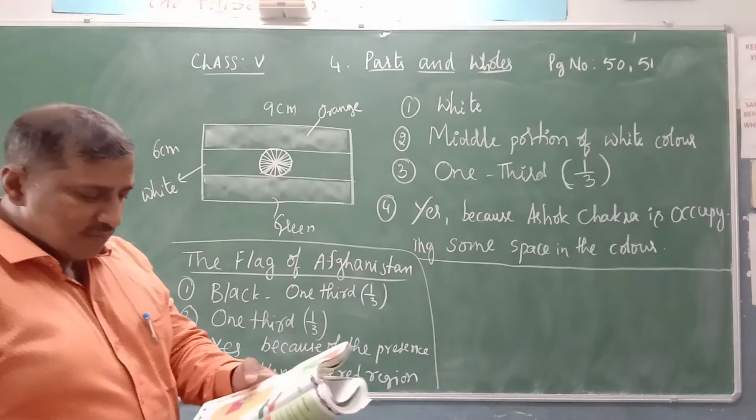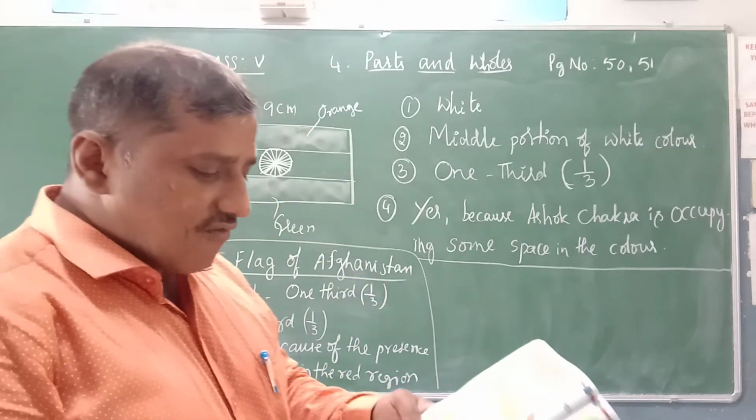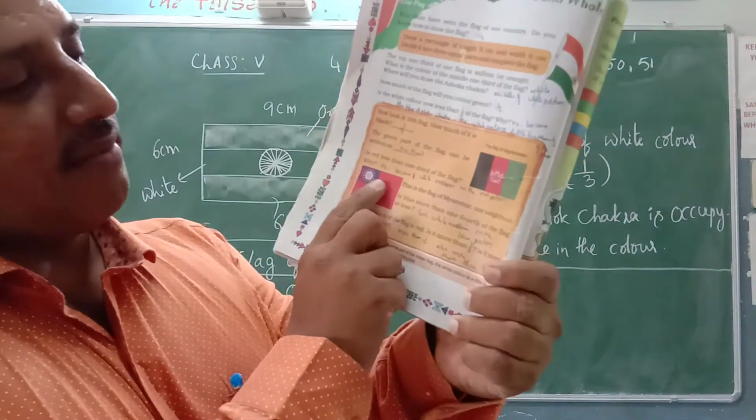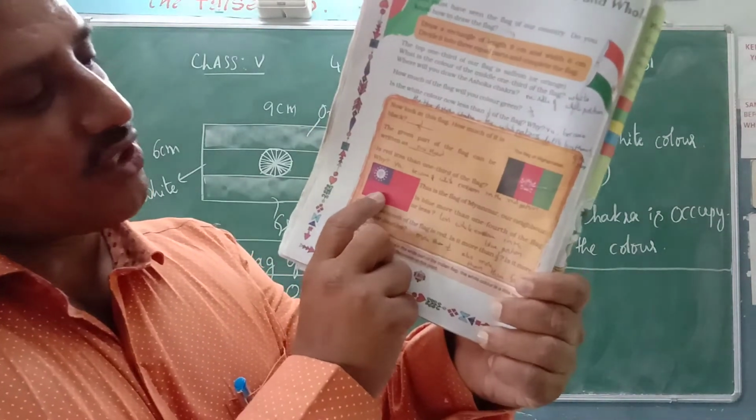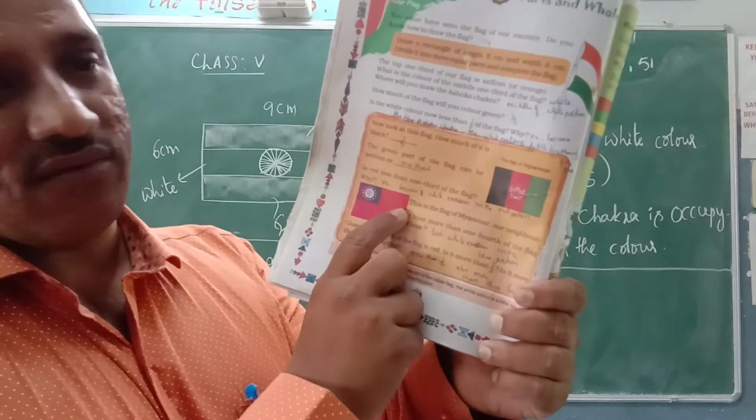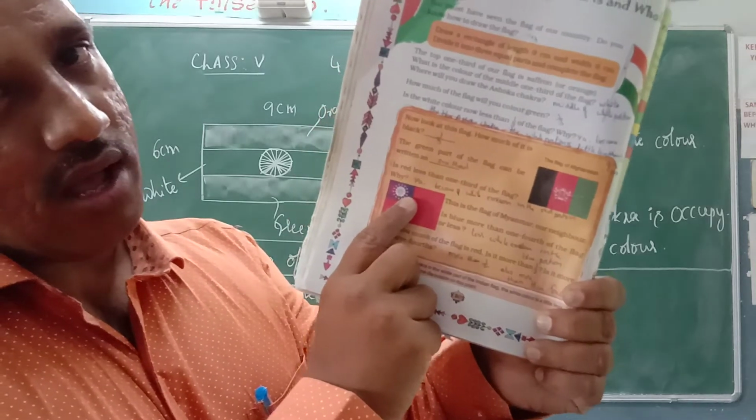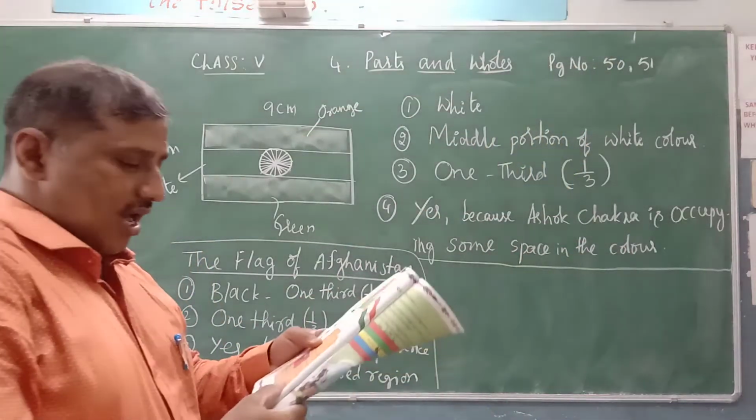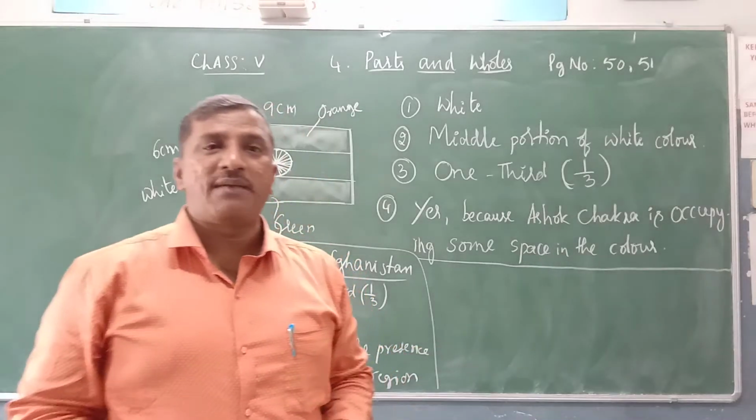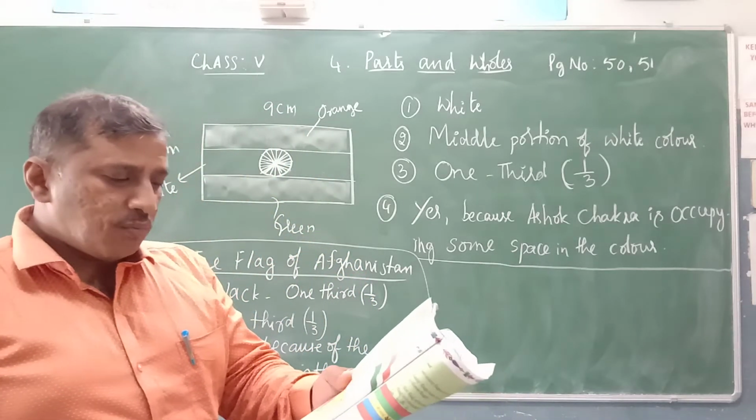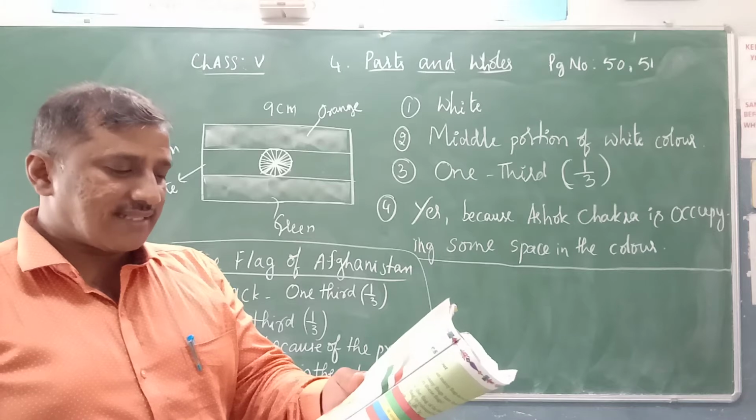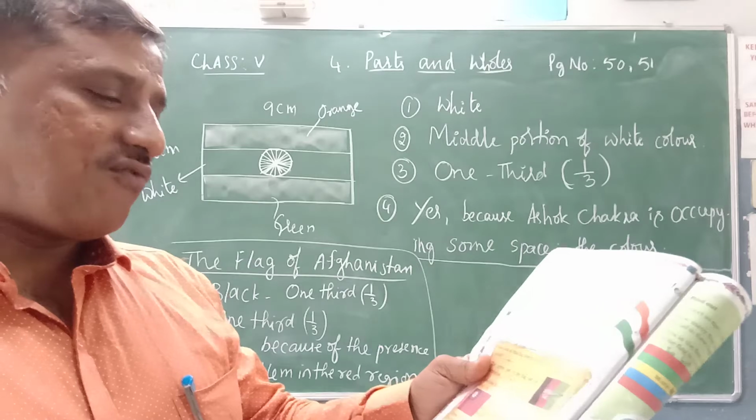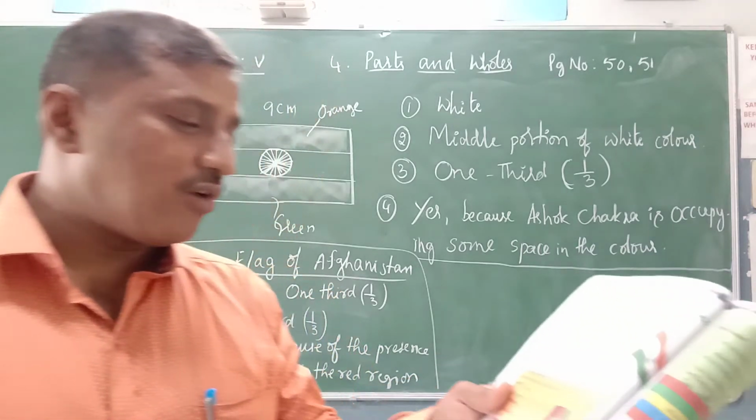Now we have one more flag, that is the flag of Myanmar, which is our neighboring country. What colors do you find here? Blue and red we are finding. And in the blue what do we have? Again one emblem is there. Now answer these questions on your own. Is blue more than 1/4 of the flag or less? Observe the blue. Yes, it is less than 1/4 of the flag.